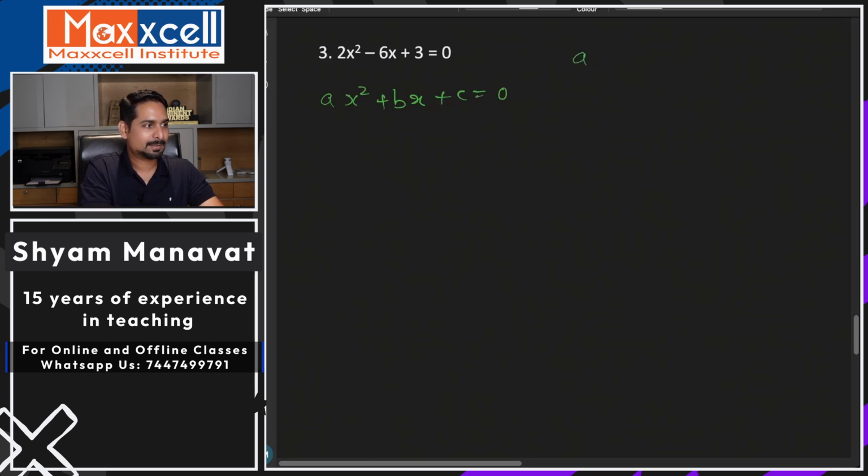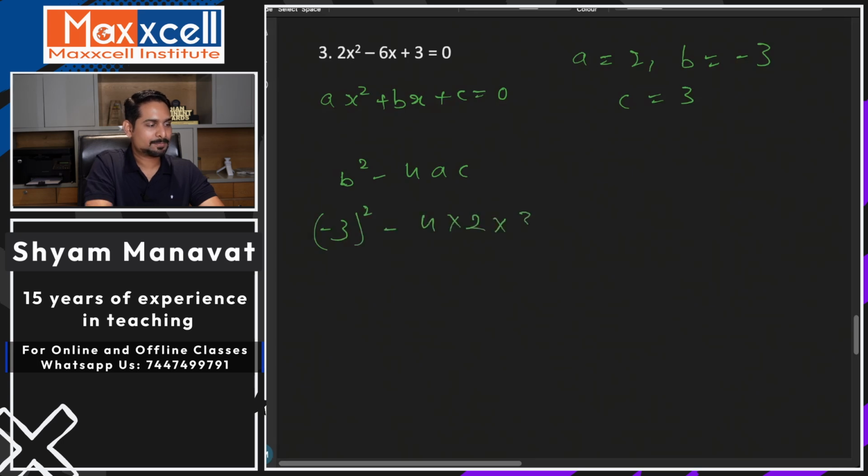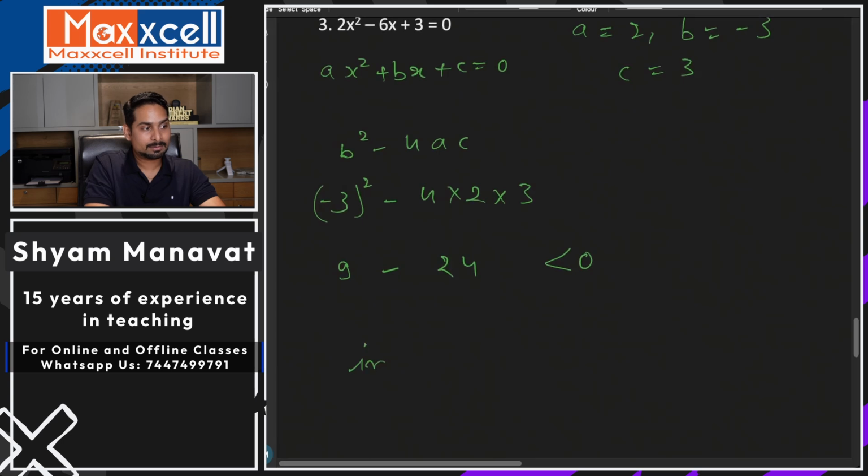See what the values of a, b, c are. A is 2, b is minus 3 and c is plus 3. Yeah. B square minus 4ac, let's check that. B square is minus 3 square minus 4 into a into c. Simplify. 9, 4 2s are 8, 3s are 24. Whatever it is, it will be negative. 24 minus 24 plus 9, it will definitely get you negative. If it is negative, then what? The roots are imaginary.